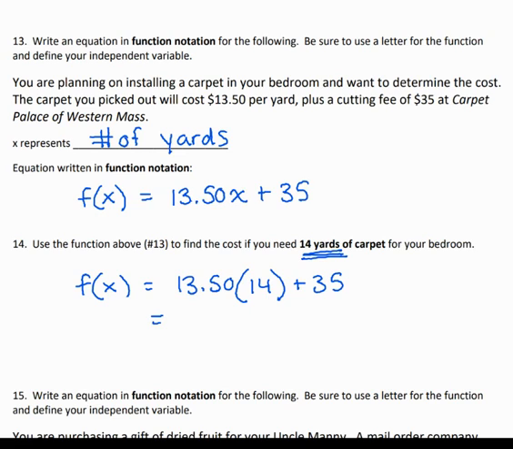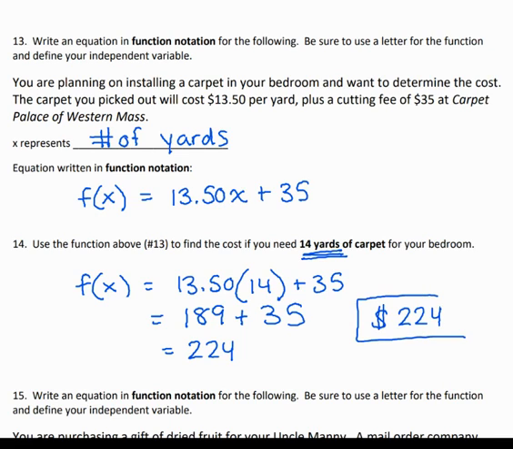Now we will multiply. So 13.50 times 14 gives me $189 plus that cutting fee. So now 189 plus 35 gives me 224. So that means it will cost $224. Any questions with that?